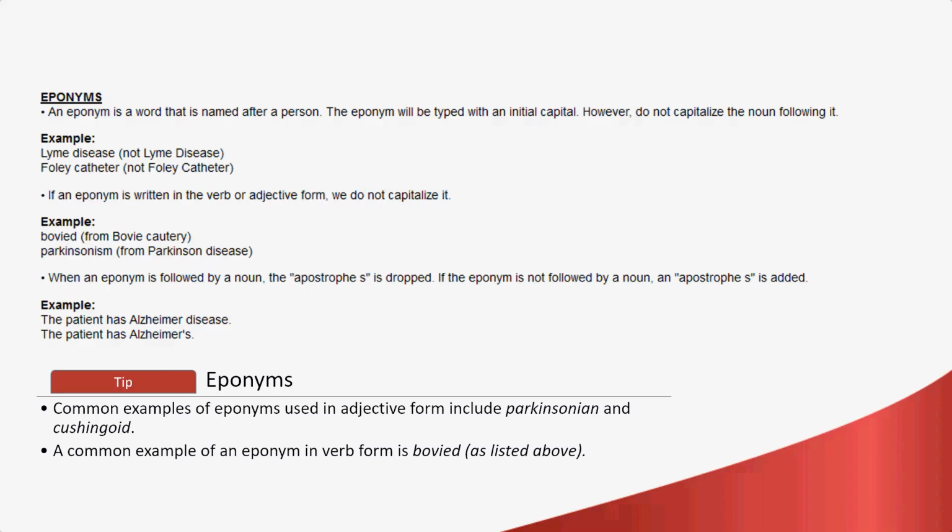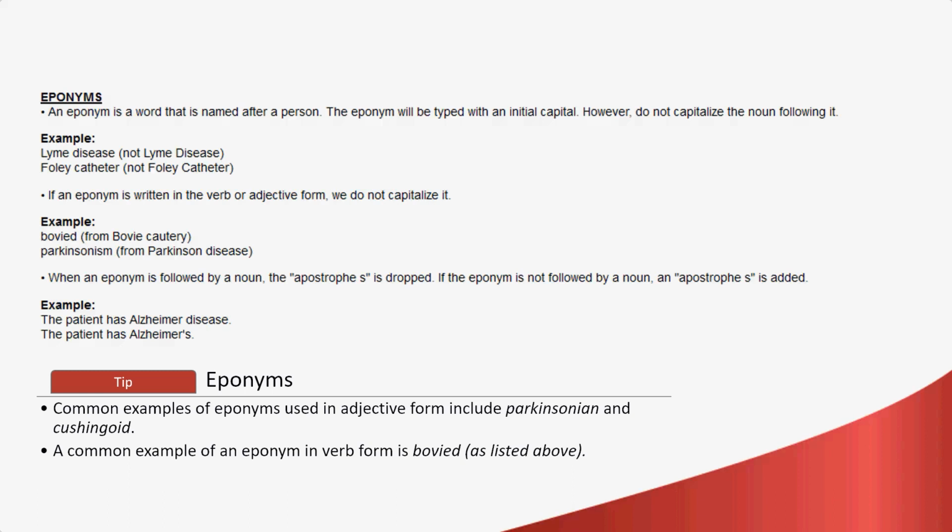Okay? All right, eponyms. Again, an eponym is a word named after a person. We want to write this with an initial cap, but don't capitalize the noun following. So Lyme disease, Lyme is named after somebody, but disease is not. So Lyme disease, cap Lyme. Foley catheter, Foley is named after someone, so cap Foley but not catheter.